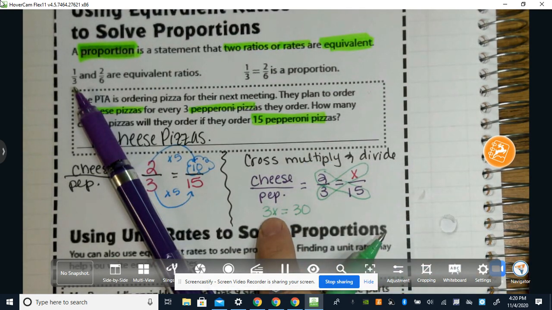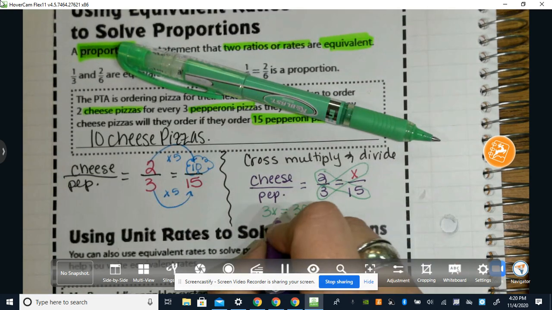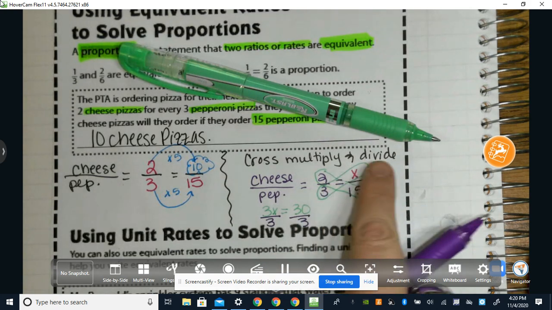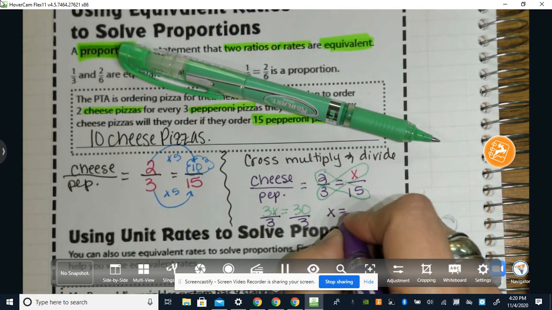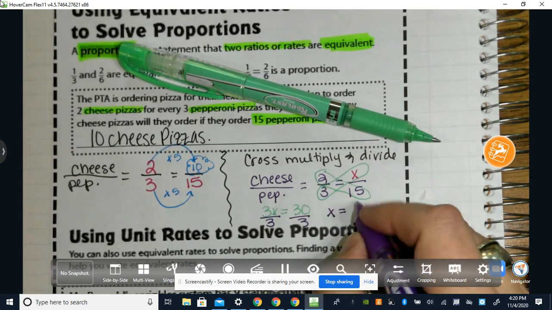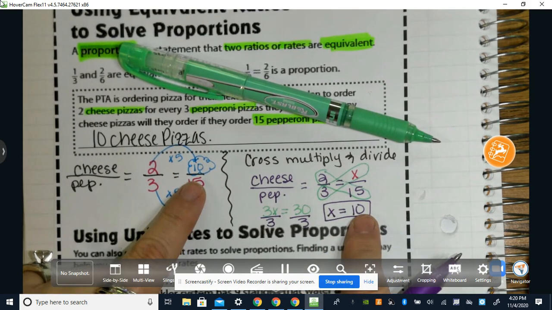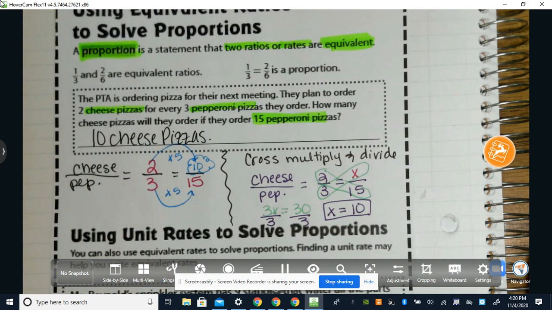Now I have an unknown. I don't know what this number is. So 3 times something gives me 30. So how I can break that multiplication problem up is by dividing. So I can divide each side by 3, hence divide. So then I'm left with x is equal to, well, 30 divided by 3 gives me 10. And do you see, I get the same answer both times. So I still have 10 cheese pizzas that the PTA needs to get.